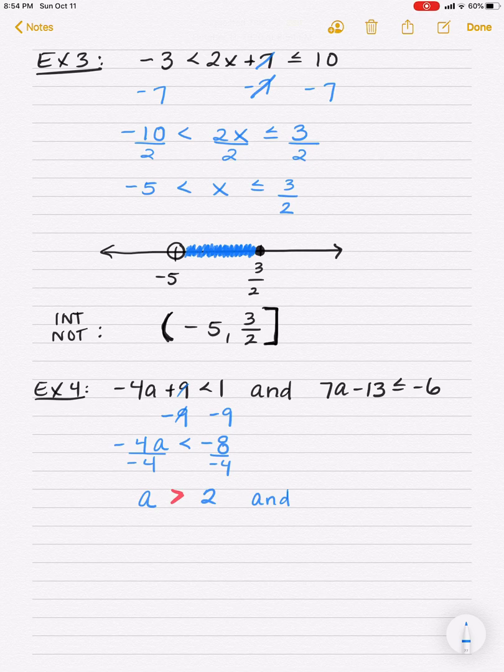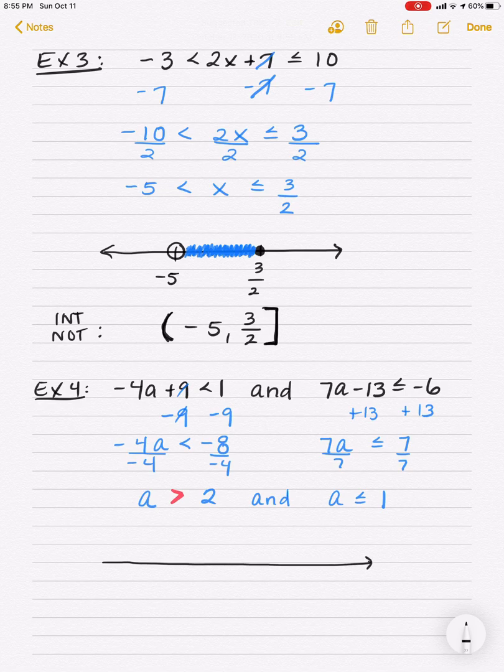Let's come over here and solve this little two-step inequality. I'm going to start by adding 13, and we get 7a is less than or equal to -6 plus 13, which is 7. Divide both sides by a +7, the sign stays the same, 7 divided by 7 is 1. Okay, so let's graph this inequality.